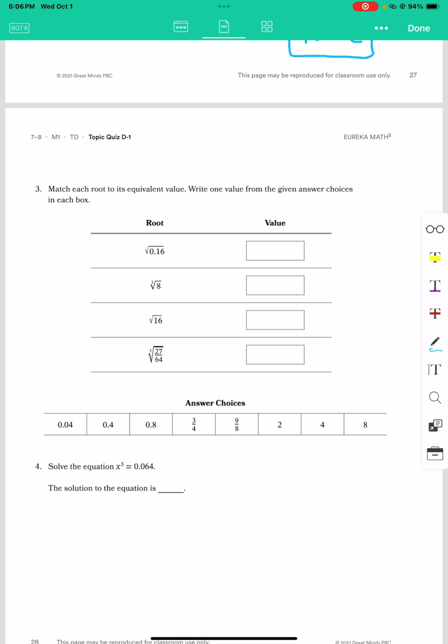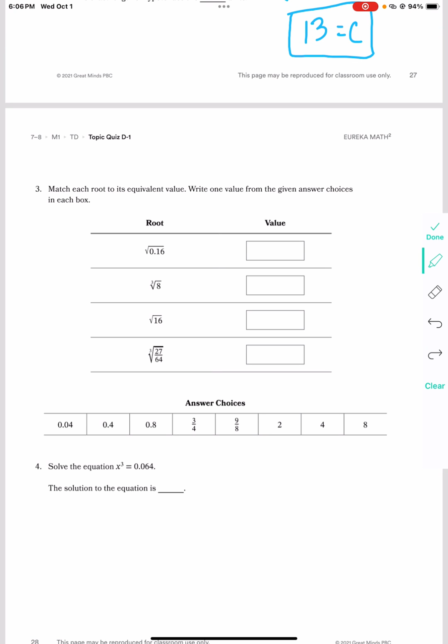Remember the way I told y'all to do this: you pretend like the decimal's not there. If I pretend like the decimal's not there, I'd be looking at the number 16, okay? I'm pretty sure some people are confused. They're like, oh, there's a 0 in the front. That 0 wouldn't do anything if the decimal was gone. It would still just be the number 16.